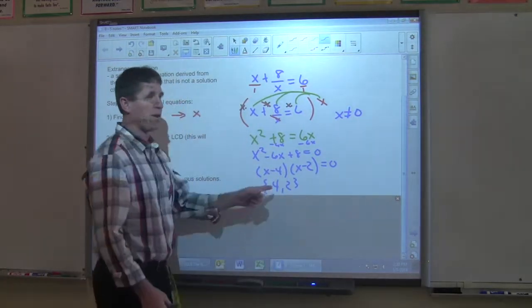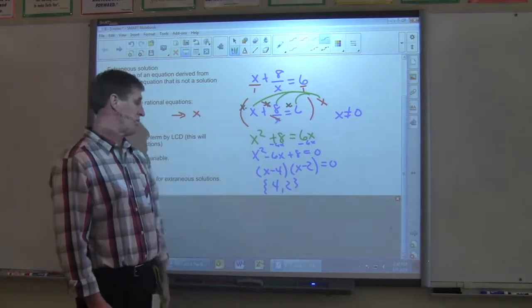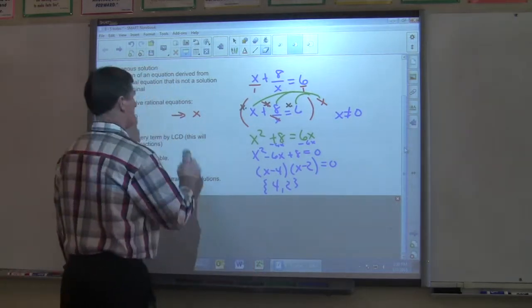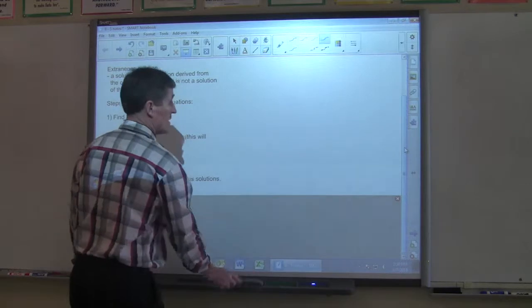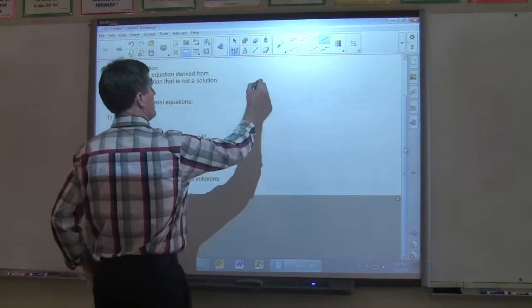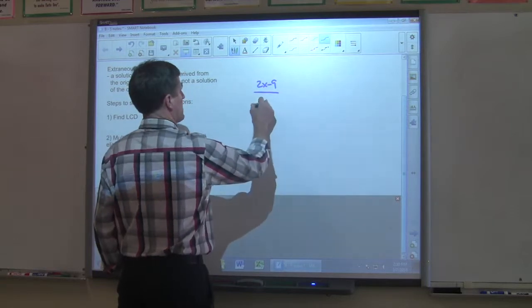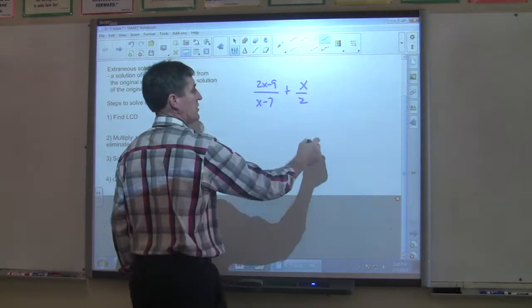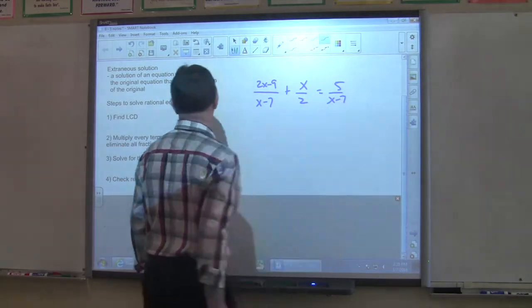Since 0 is not one of my answers, we don't have to cross anything out, and the solution would be 4 and 2. So let's do one more of these. Let's do (2x minus 9) over (x minus 7) plus x over 2 equals 5 over (x minus 7).